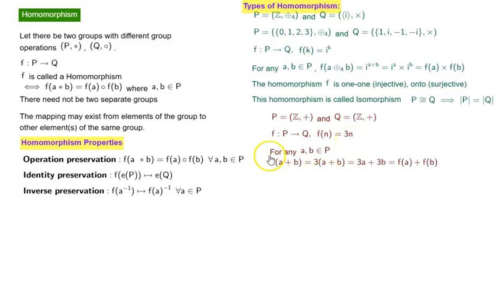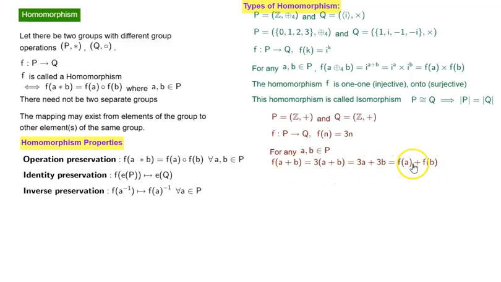So here what's happening? For any A, B in P, F of A plus B is equal to 3 times A plus B. Now that we can distribute, that becomes equal to 3A plus 3B. And 3A is nothing but F of A, 3B is F of B. So F of A plus F of B.